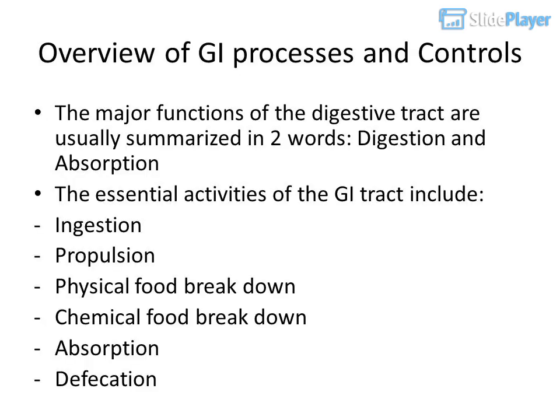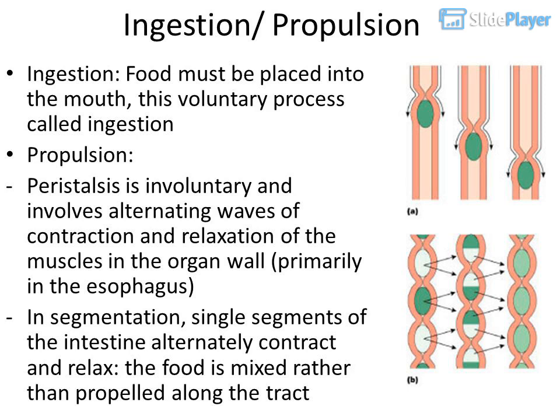Functions of the digestive system. Overview of GI processes and controls. The major functions of the digestive tract are usually summarized in 2 words: digestion and absorption. The essential activities of the GI tract include ingestion, propulsion, physical food breakdown, chemical food breakdown, absorption, and defecation.